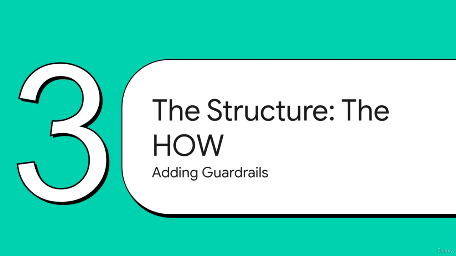Okay, so once we've clearly defined what we want, the very next layer of our blueprint specifies how we want it done. This is where we add the structural supports and the guardrails to our command. We're setting the constraints, the process, the format the AI absolutely has to follow.